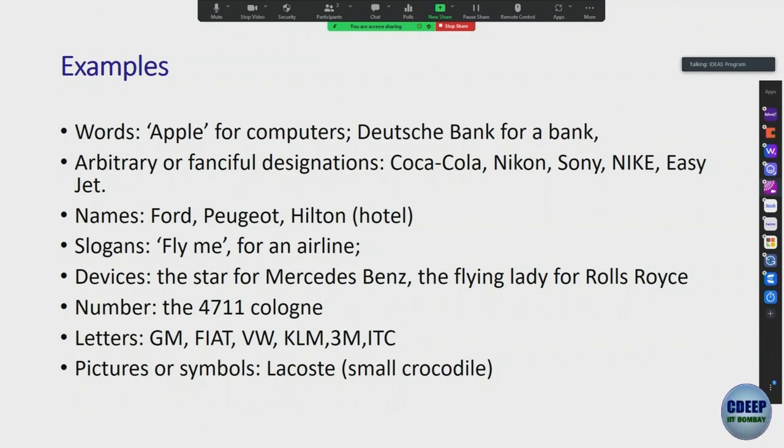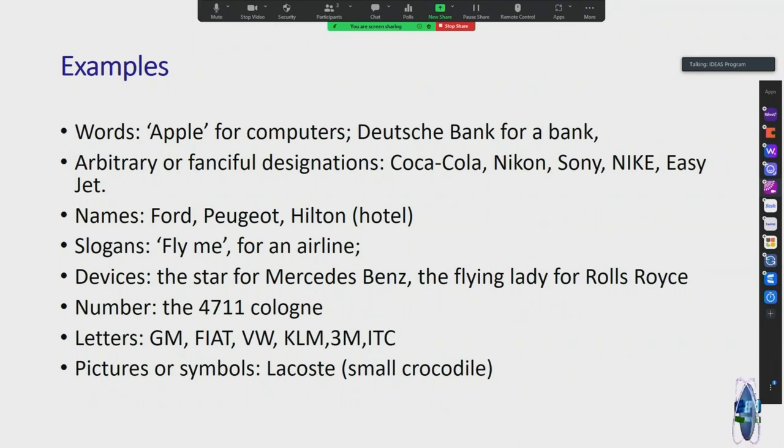Devices, the star for Mercedes Benz or the flying lady for Rolls-Royce. These are devices, they are all trademarked. You can't use that star anywhere else. Numbers, 4711 cologne or 555 for cigarettes. Letters, GM, Fiat, VW, KLM, 3M, ITC.